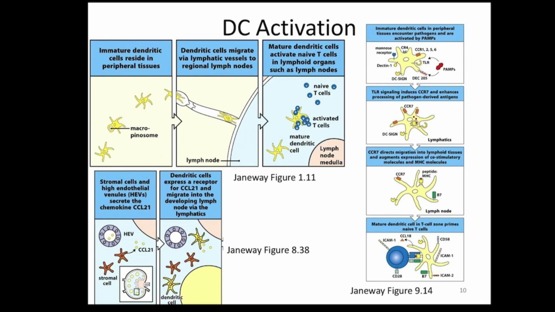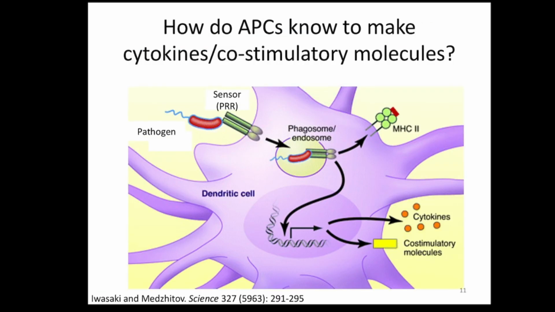And in fact, when I showed you this slide way back at the beginning of the semester, I showed you, oh look, there's a PRR. And as a result, the cell makes cytokines. The cell also makes B7, this co-stimulatory molecule here.